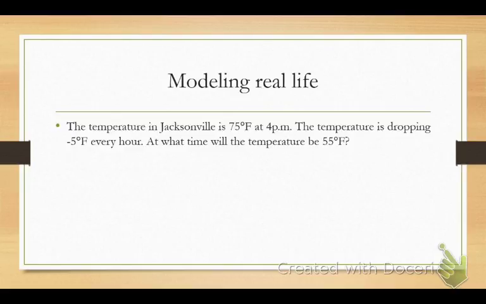So if it's 75 degrees at 4 p.m. and it drops 5 degrees every hour, at what time will the temperature be 55 degrees Fahrenheit? So it drops 5 degrees per hour. At what time will it be 55 degrees Fahrenheit? Well, you need to figure out how much is it going to drop between 75 and 55? It drops how much? 20 degrees, right? So it's going to drop a total of 20 degrees.